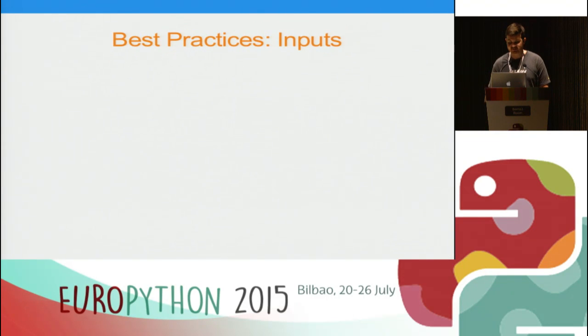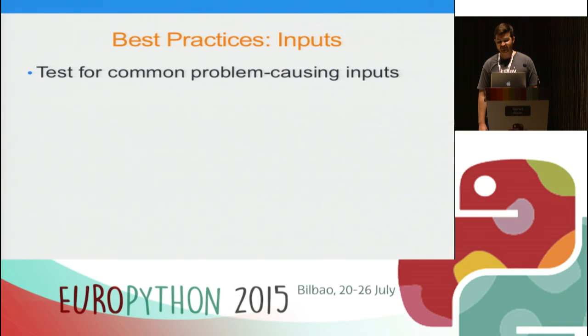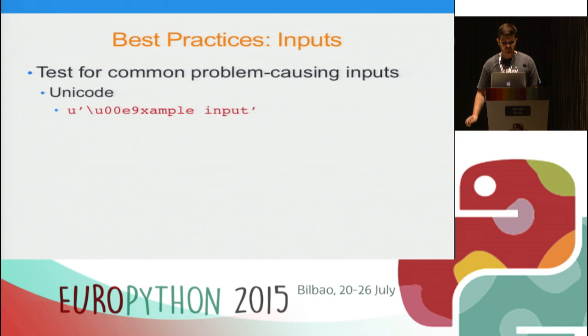So, best practices. One of the best ways to catch if your program is capable of running on a bunch of different environments is to actually throw a bunch of common problem-causing inputs into it and see what happens. For example, one good value there is Unicode. Note that just making the string a Unicode type is not enough. Even throwing some Unicode values in there is great to determine if your program's going to have any decoding errors and whatnot.